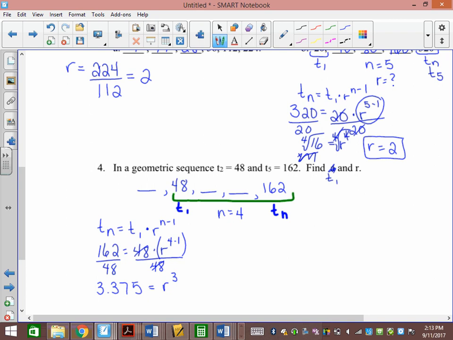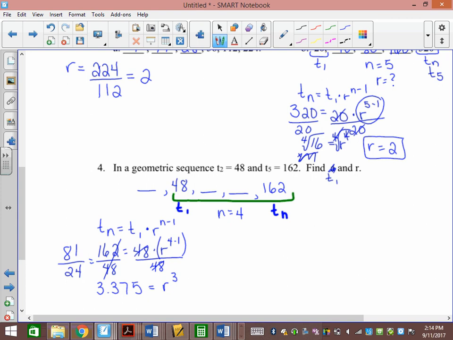We could do it this way, which I would suggest you do. Reduce this fraction. So I'm going to take out 2 from both of these. Okay? So I'm going to get 81 and 24. You could do that as well, right? You could reduce this to 81 and 24 and go that route as well. It will get you the same thing.